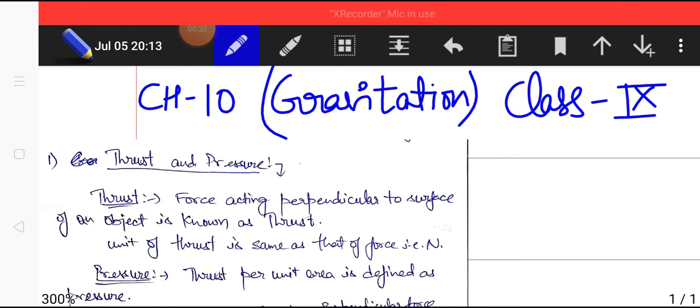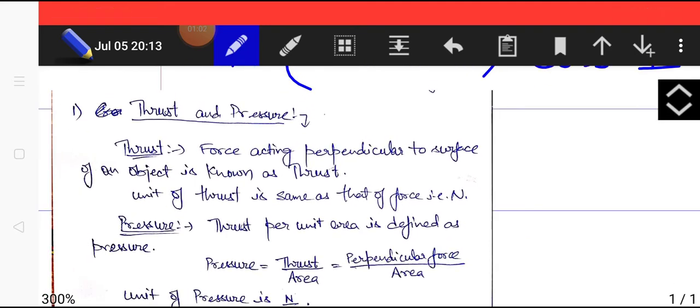Dear students, we have been discussing the chapter gravitation and the first half was done. Today I will give you a brief recap before we start, so that we can pick up from the point where we left the discussion. So, we were discussing thrust and pressure. That was the last lecture. What is thrust and what is pressure? Let us revise.